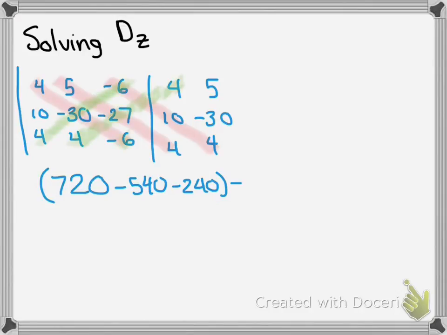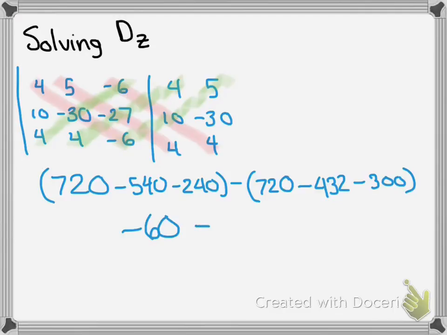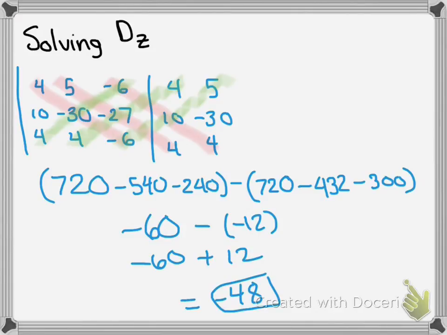In green are highlighted the minors, so 4 times negative 30 times negative 6 is 720. 4 times negative 27 times 4 is negative 432. And negative 6 times 10 times 5 is negative 300. Now we solve. On the left, 720 minus 540 minus 240 gives you negative 60. And on the right, 720 minus 432 minus 300 gives you negative 12. So the sign changes, so it's now negative 60 plus 12, and the answer is negative 48.